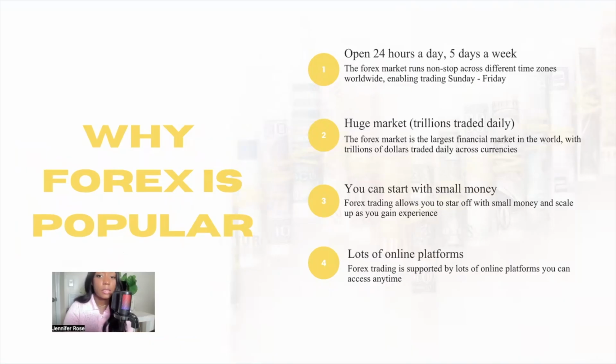Last but not least, there are a lot of online platforms that you can have access to in order for you to trade in this market. So Forex trading is supported by lots of online platforms you can access at any time.